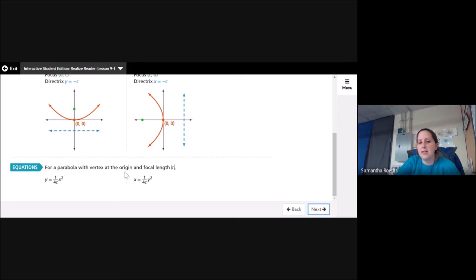Equations for a parabola with vertex at the origin and a focal length of the absolute value of c: y equals 1/4c x squared, and x equals 1/4c y squared. And that is the end of Unit 9, Lesson 1.